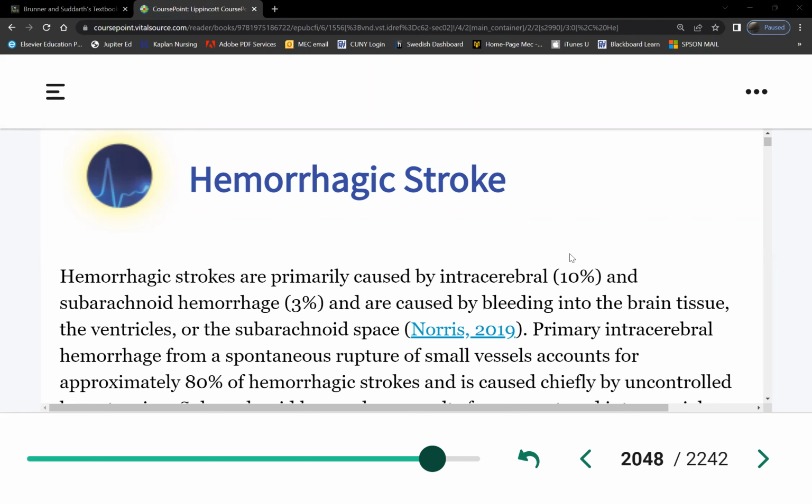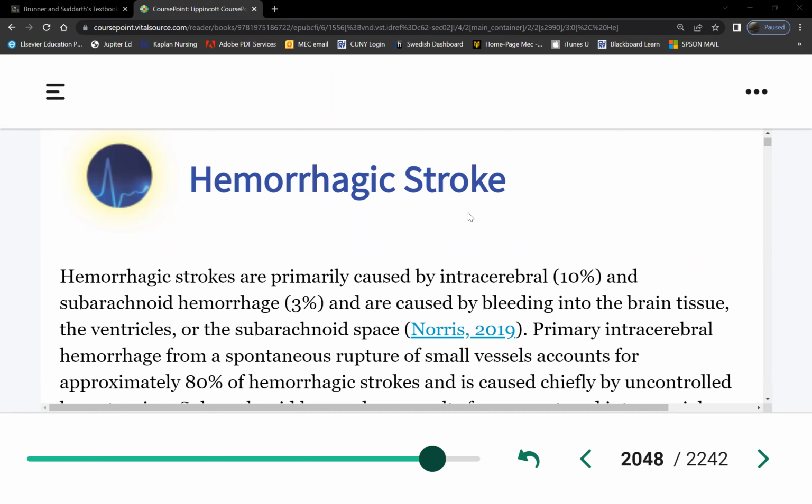alteplase, or thrombolytic therapy, to endovascular management. Intra-arterial administration of alteplase as well was an option. And then we have the CEA, carotid endarterectomy, or angioplasty. Now here comes hemorrhagic stroke.